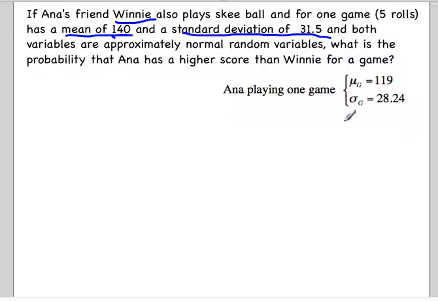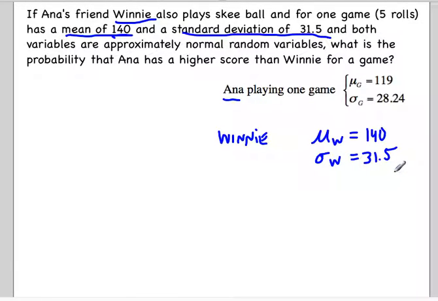Okay, now remember, on the last page, we had 119 for our mean for a game, and we had 28.24 for our standard deviation for a game. Remember, that was Anna. Okay, Winnie now has, let's do W for Winnie's mean. Her mean is 140, and her standard deviation is 31.5.